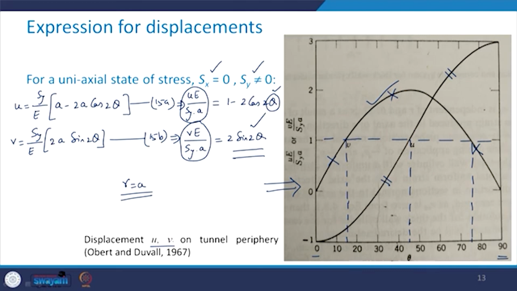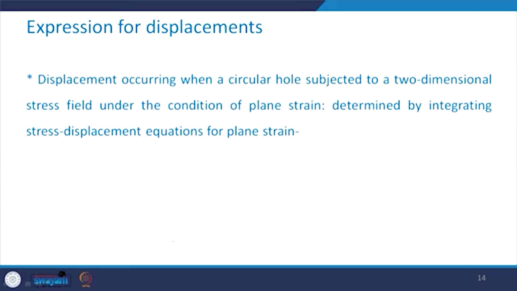Now let us see what happens in case of plane strain. What we discussed till now was the plane stress state. Now what will happen in case of plane strain? We consider the displacement which occurs when the circular hole is subjected to a two-dimensional stress field under the condition of plane strain. So in this case we have to integrate the stress displacement equations which are there for plane strain. In the previous case we integrated the equations for plane stress.